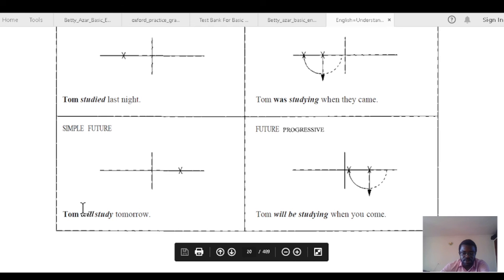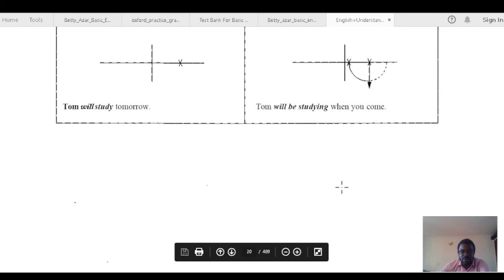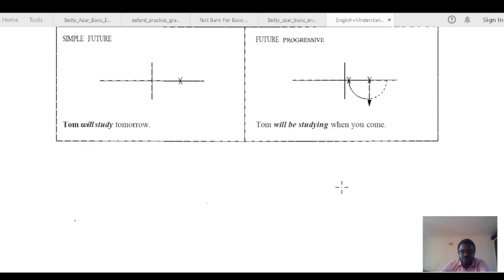This one, the simple future, means with will. I will do this, I will do that. All these, we'll look at them later in greater detail. Tom will be studying when you come. You see, future progressive is an action that will be ongoing, that we already know will be ongoing by the time something else is going to happen. Okay, that will be all about it for now, even though we have other ones, but let me not give it too much for today.